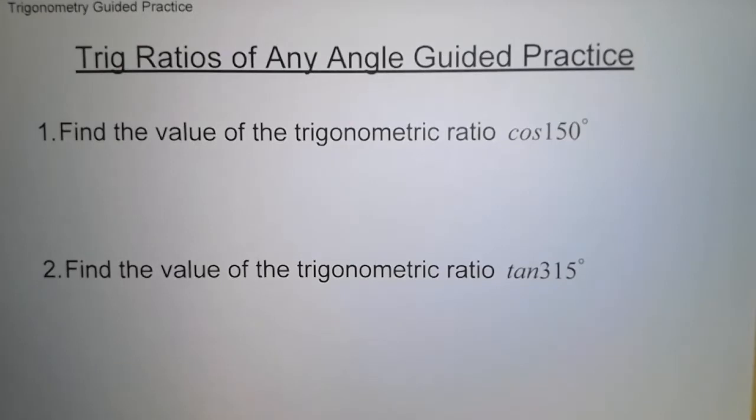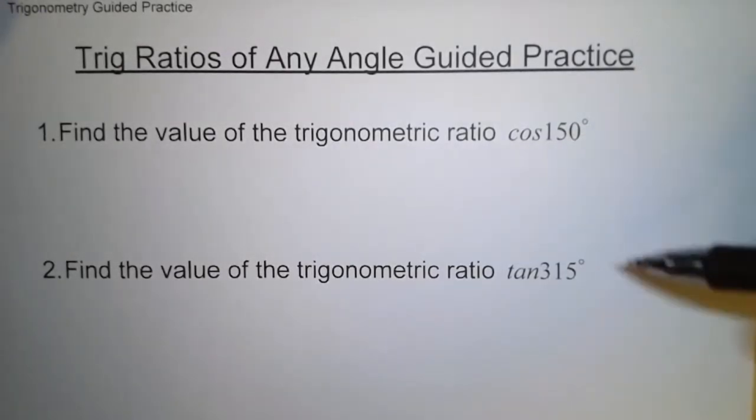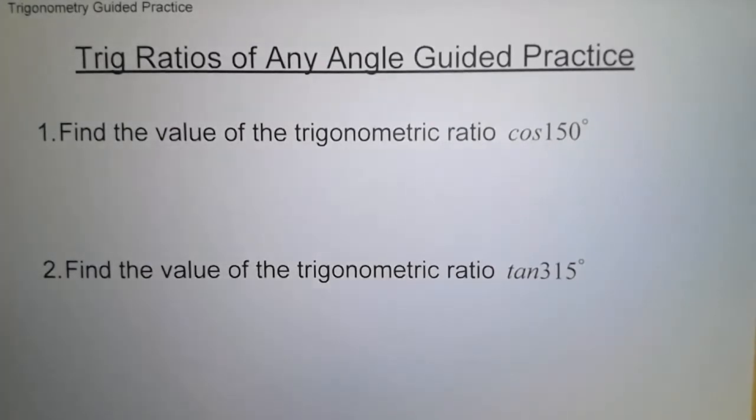So let's get started. Now what we're going to be doing is, without a calculator, finding all of these trig ratios. Now all of these angles are not between 0 and 90 degrees. However, they are going to make reference to other special right triangles that we have seen before.